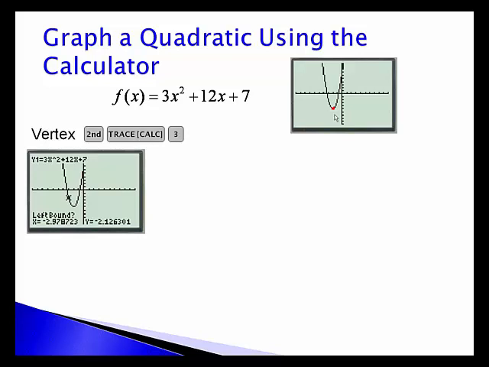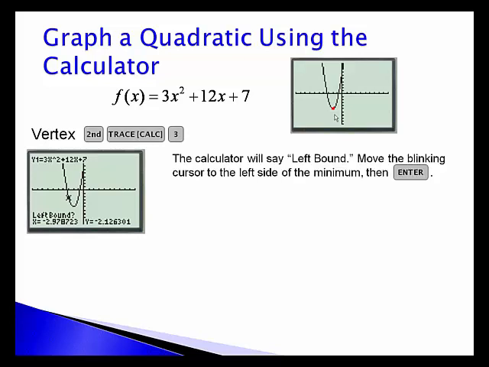Your calculator should then come up and say left bound. And so here's what you should do. When it says left bound, you move the blinking cursor to the left side of the minimum and then enter. Now let me make sure you understand what I mean by that. You have this little blinking cursor here and you can move it all around this curve. It's asking you to set for it a left bound. It is saying give me a position on the left hand side of that minimum.